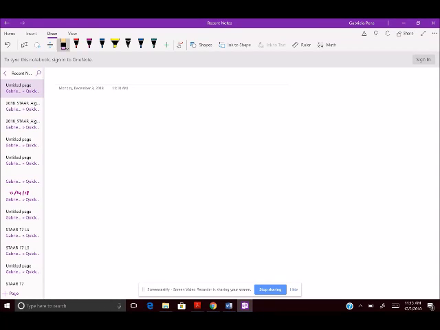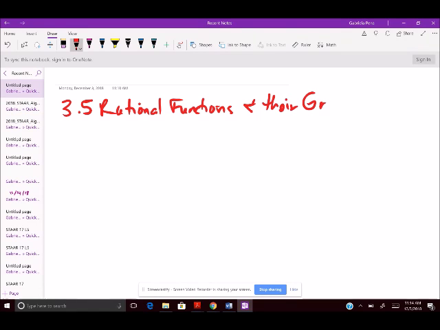All right, so 3.5. Rational functions and their graphs. Now, when we think of rational functions, you should think of ratios, and ratios look like what? Ratios. What do they look like? A number, a colon, and a number.